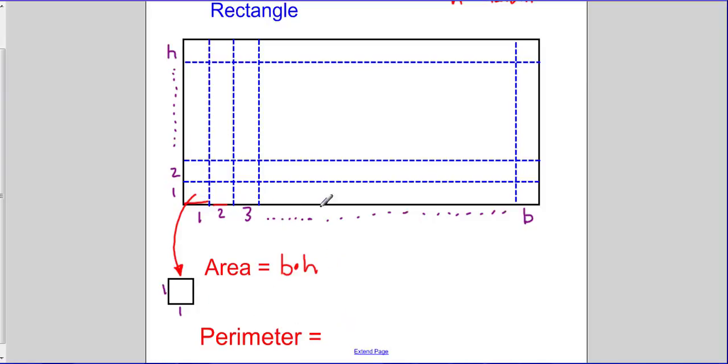The perimeter is the distance around the figure. Now you know that on a rectangle, the opposite sides are equal or congruent. So there has to be 2b. There has to be a b here and a length of b here. A length of b here, length of b here. That's 2b, or b plus b. And then there's h here and h here. H plus h is 2h. So the perimeter of a rectangle is 2 times b plus 2 times h.